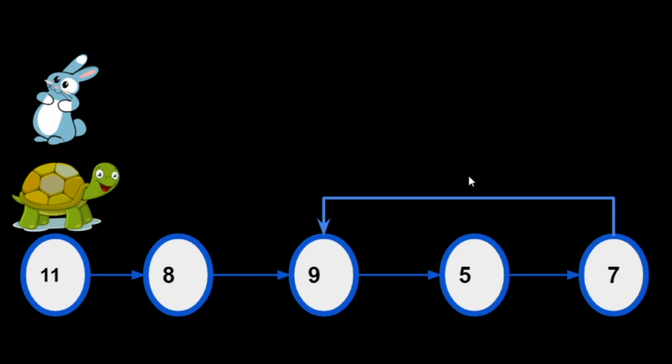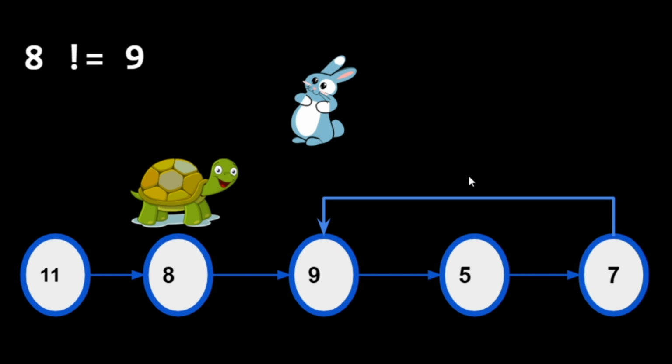So let's take our two pointers. Our first pointer is hare and the other is tortoise. Obviously the hare is the fast one and the tortoise is the slow one. So we are moving our hare at double the speed of the tortoise. So they move by one step.